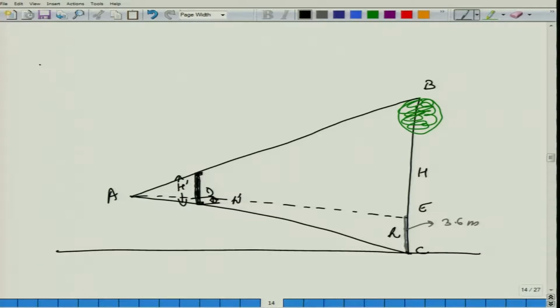Now, in triangle D, E, F, G. So, in triangle ABC and AFG, we are considering these two triangles. One triangle is AFG and the second triangle is the extension.